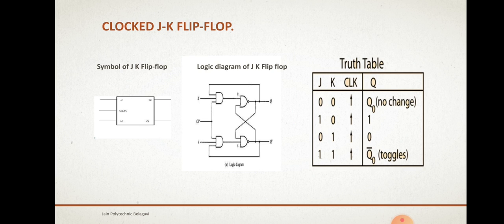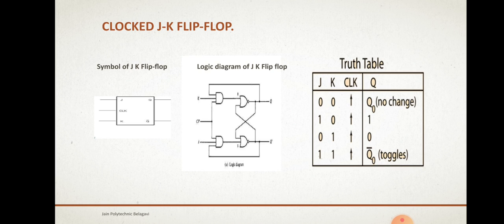Therefore Q bar equal to 0 and the condition will be reset, meaning 0 at Q. The flip-flop is in the reset mode. When J equal to 1 and K equal to 0, Q bar equal to 0 and Q equal to 1, so the flip-flop is in the set state.